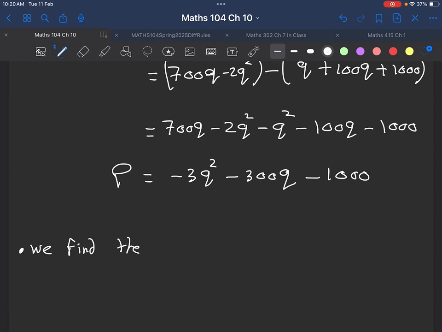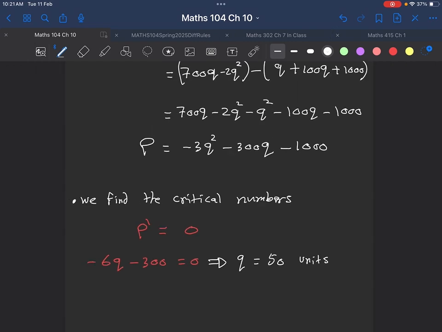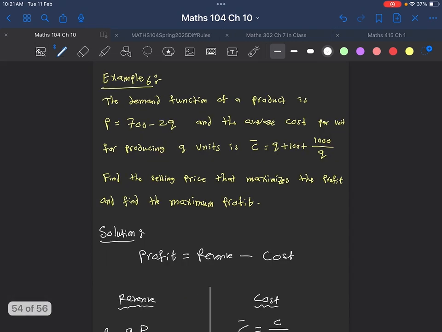What we need to do next is find the critical numbers. Remember, the critical numbers will be either the maximum or the minimum, and we will check that using the second derivative test. So we need to find the derivative of this function, and we'll make it equal to 0. What is the derivative of minus 3Q squared? It will be minus 6Q plus 600 equal to 0. Now, in order to do that, we need to find Q. And in that case, Q will be just 100 units up here.